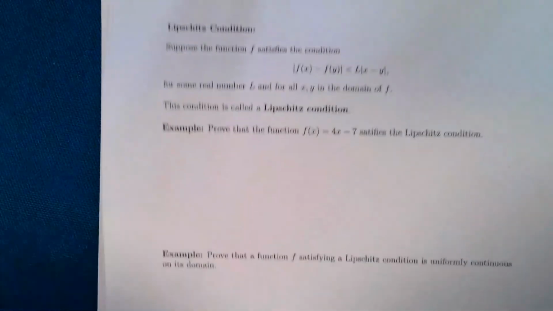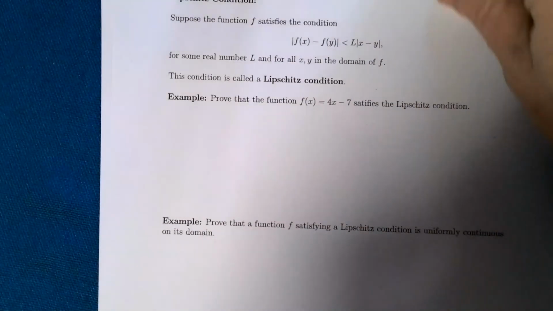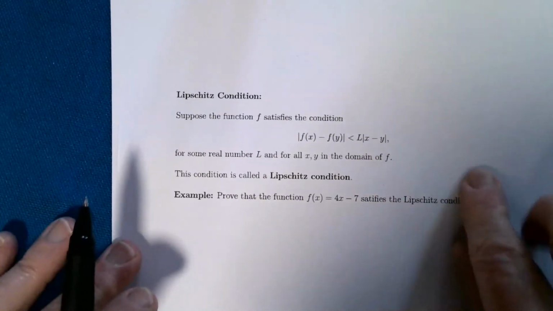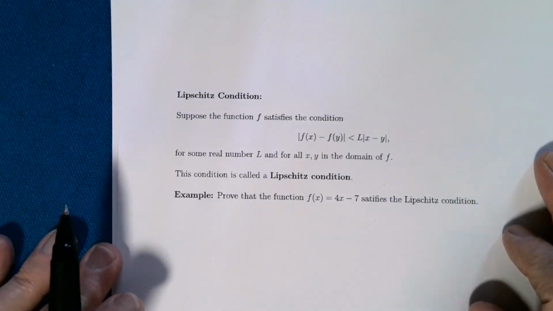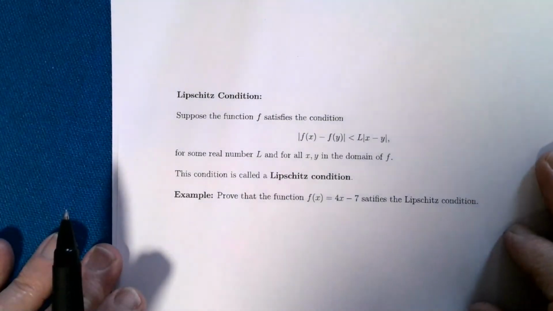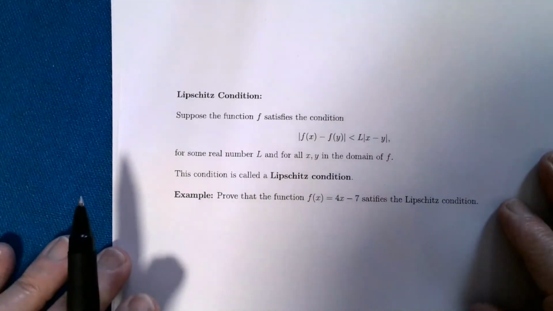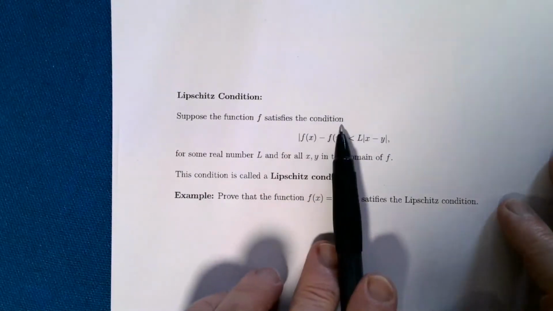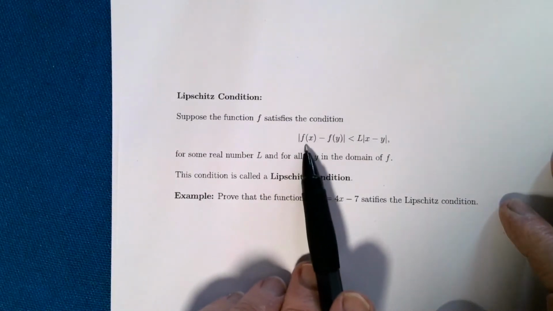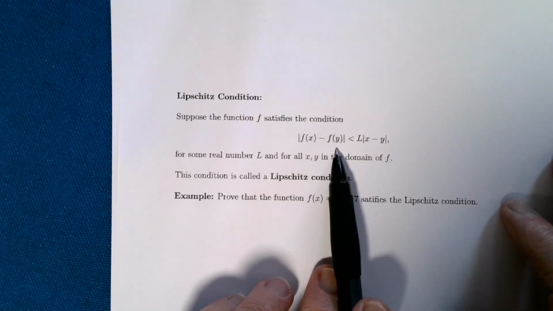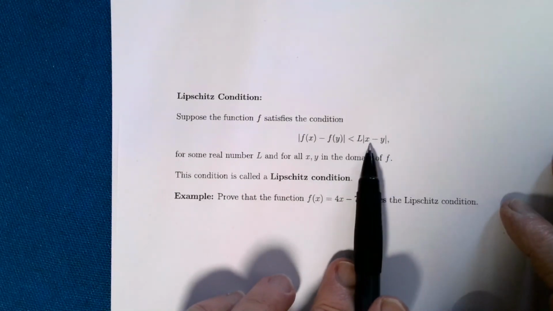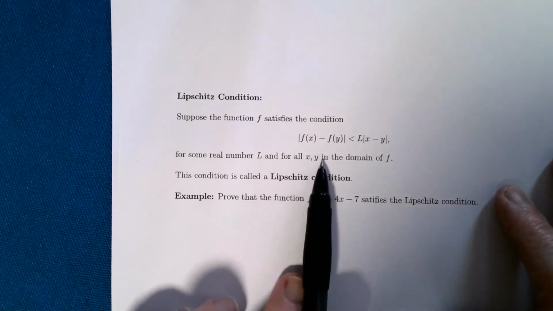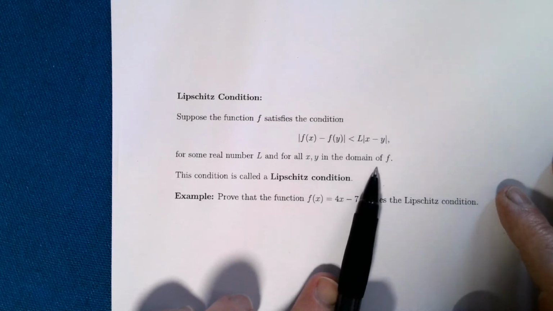Well, I want to just finish off this chapter by introducing this idea of a Lipschitz condition. And again, it's an important idea in lots of parts of mathematics. There's these things called Lipschitz conditions, especially in the area of differential equations and so on. So suppose we've got a function f that satisfies the following condition. It says the absolute value of f of x minus f of y is less than or equal to L times the absolute value of x minus y, where L is some fixed real number.